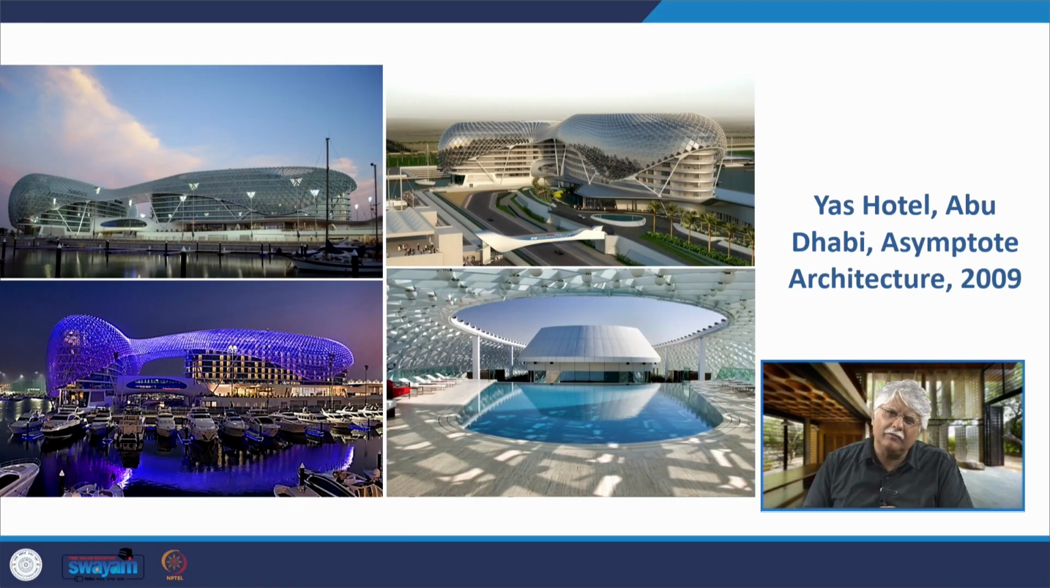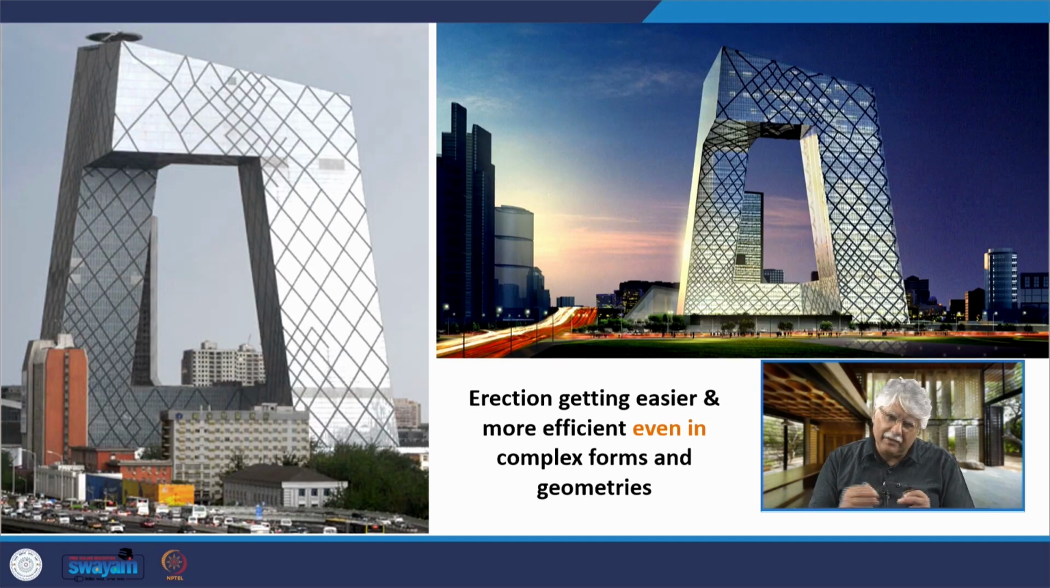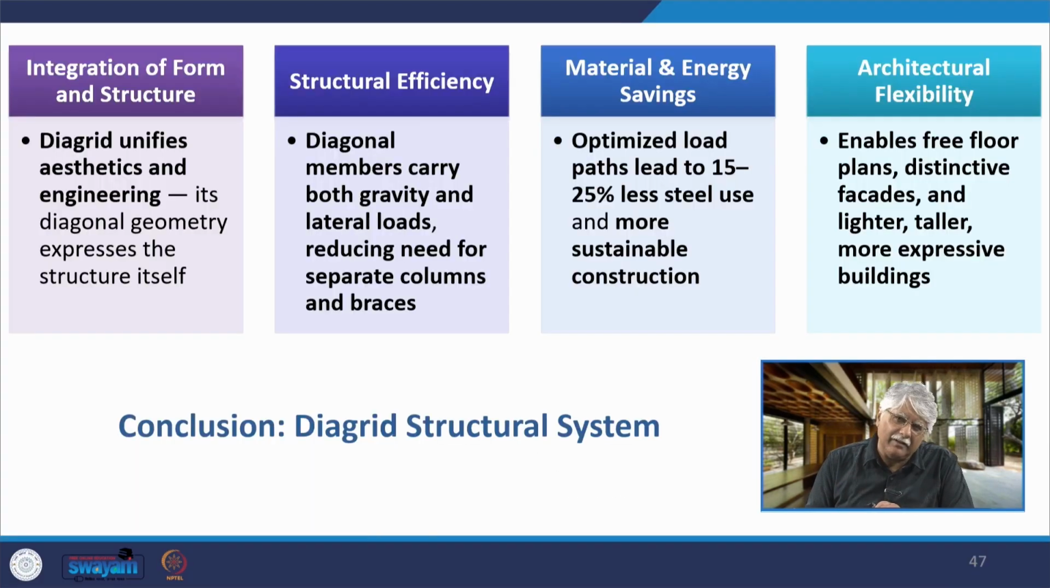These are pictures of the Yas Hotel in Abu Dhabi by Asymptote Architecture, and this is the Bridge Pavilion in Zaragoza by Zaha Hadid. The Diagrid approach is diffusing through architectural practice and is filtering down to builders and fabricators and becoming more and more a conventional technique in building design. For example, again the CCTV headquarters, the erection is getting easier, it is getting more efficient even in complex forms and geometries.